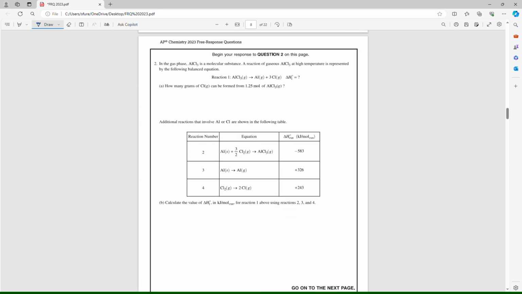All right, part 2, letter A. Part 2, A, classic. How many grams of chlorine can be formed from 1.25 moles of AlCl3? So just a stoichiometry question. Let's start it out with our moles of AlCl3. For every 1 AlCl3, we produce 3 chlorines, so let's write out that. 3 moles chlorine for every 1 mole AlCl3.